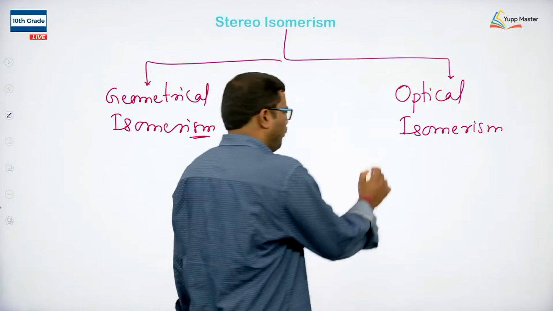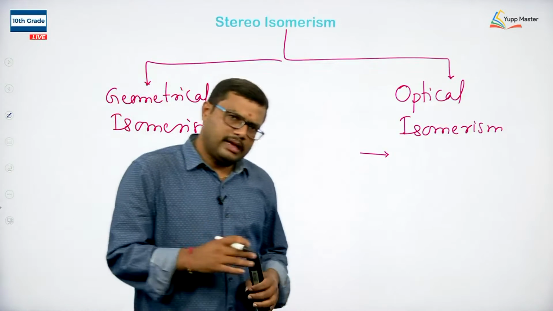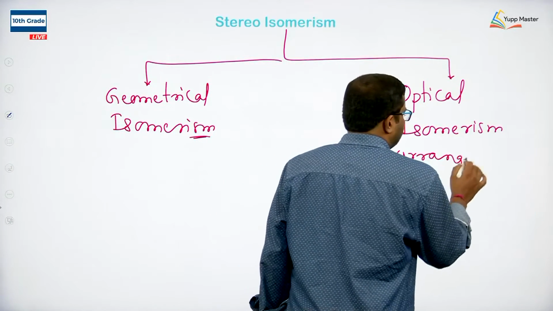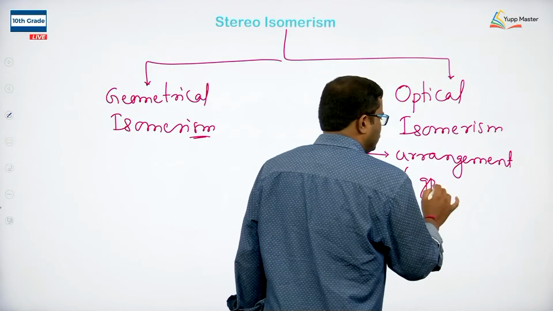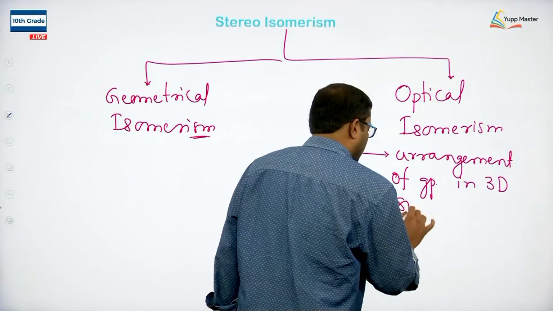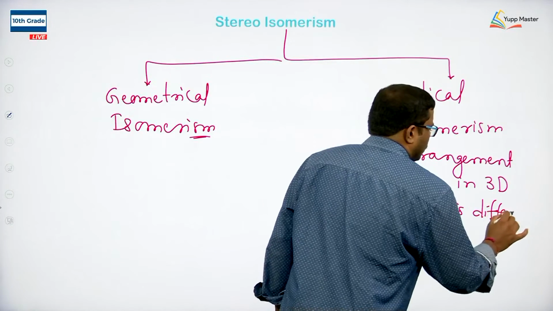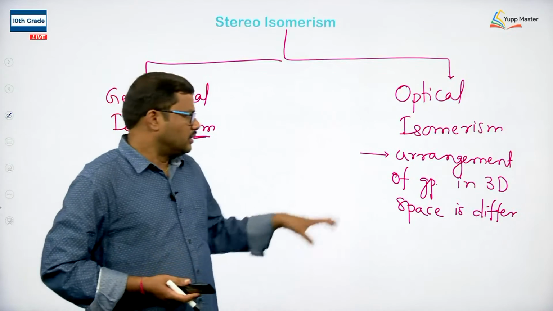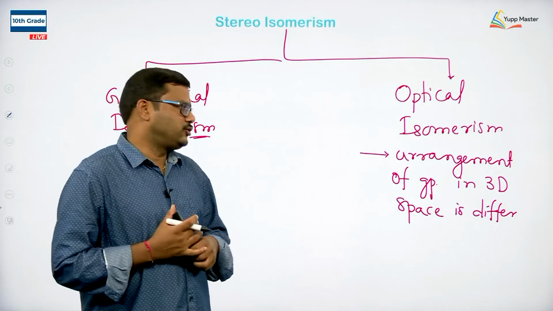So, here the compounds are going to have the same chemical formula, same connectivity, but the arrangement of groups in 3-dimensional space is different. They differ only in the arrangement of groups in 3 dimensions. Thereby the compound is going to exhibit optical isomerism.